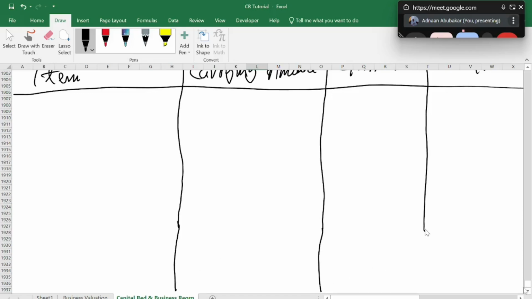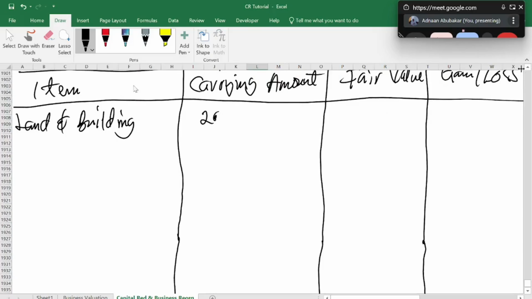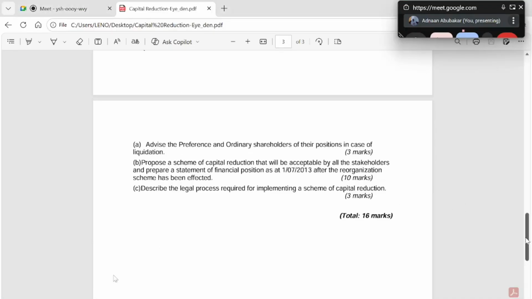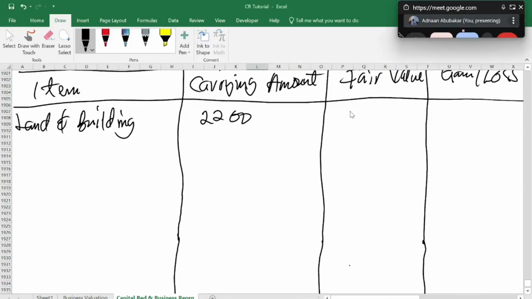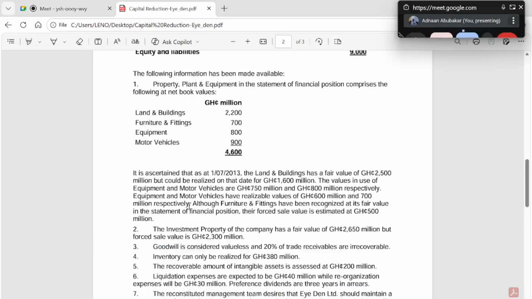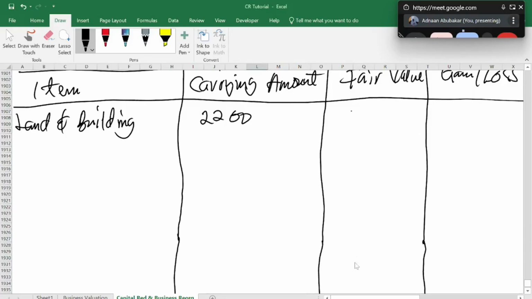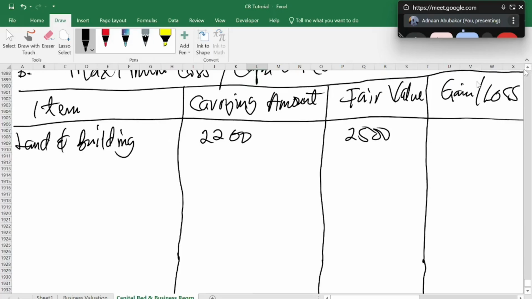No, the individual items. Be careful. Land and building. What is the carrying amount of land and building in the question? The book value is 2,200. And then we were told there is a fair value. Go to additional information. Land and building is 2,500. When you subtract, the difference is 300. Is it positive or negative? This one will be positive.